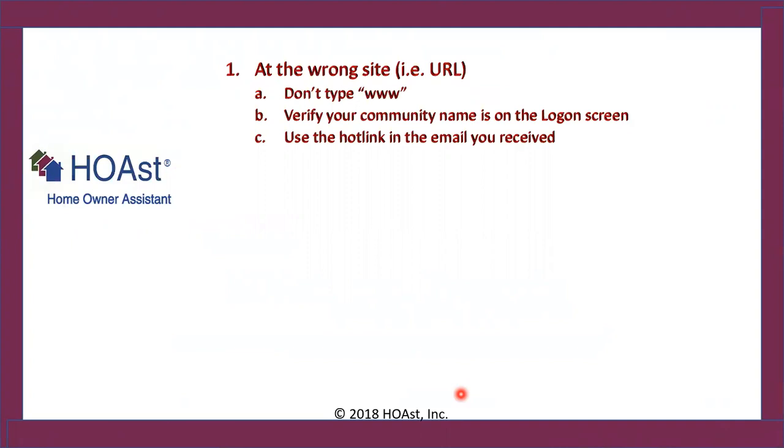There are three basic rules. One is we always say don't type www. We are not on the World Wide Web. You cannot search for us. And the second one is there is a community name on the logon screen. So we need them to verify that they can see their own community name. And the last one is that there is a hot link in the email that they receive, and that is the clearest and easiest way to get to the correct site. Now I'll be going through each of these with examples, but let's finish the three areas.